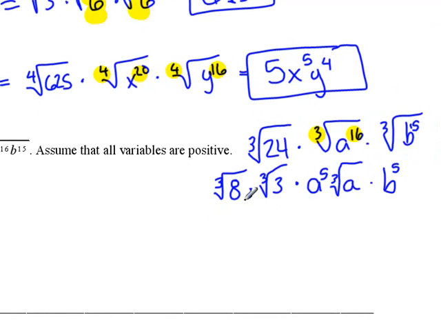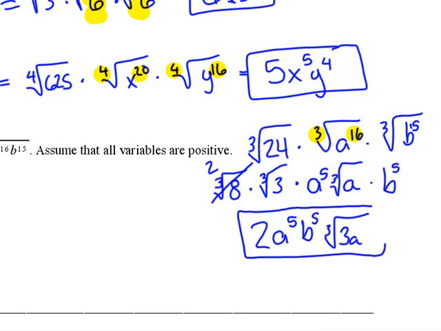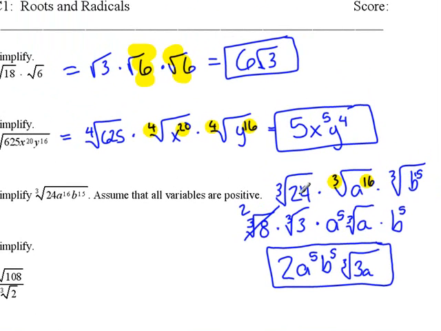I know the cube root of 8 is 2, so I'm going to make that simplification right here. I'll just write down everything I have on the outside is a 2, and a to the 5th, and a b to the 5th, and everything I have left inside is a 3 and an a. So there's my simplified number 3: 2a to the 5th, b to the 5th, cube root of 3a. It's breaking down each chunk at a time.